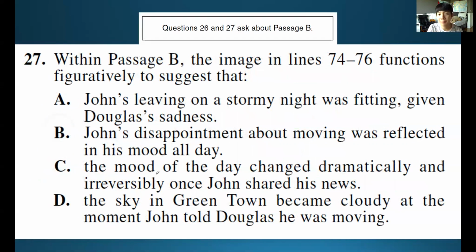Question 27. Within passage B, the image in lines 74 to 76 functions figuratively to suggest that. So what does 74 to 76 say? It says it was such a fine day, and then suddenly a cloud crossed the sky, covered the sun, and didn't move again. So this is talking about how the narrator felt when John announced his leaving, right? Because they were childhood friends. Douglas idolized John. So now John is leaving.